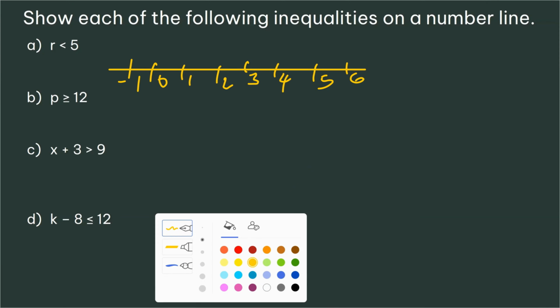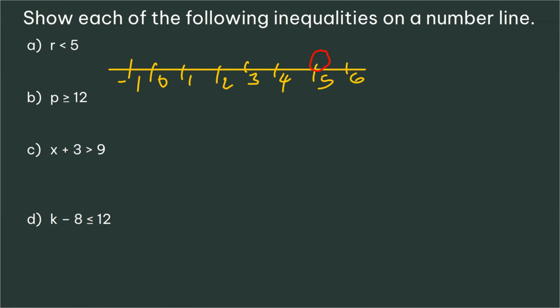Now let's use red to show it. Because it's less than 5, you're going to use an open circle at 5. This is an open circle, and we're going to show that it's less. For less, it moves to the left side. So that's how we illustrate that one on a number line.